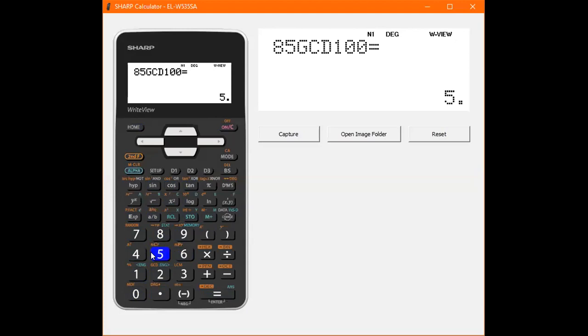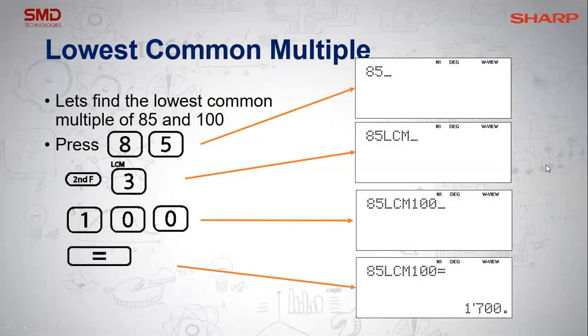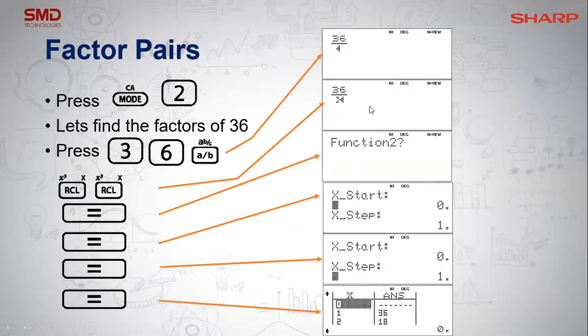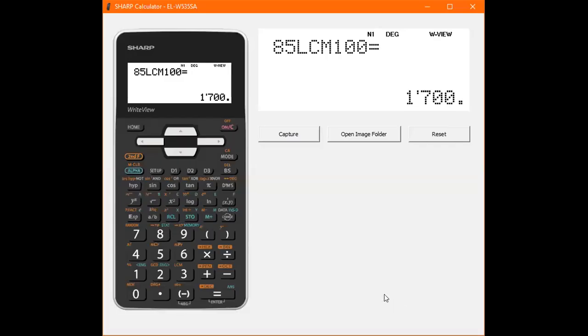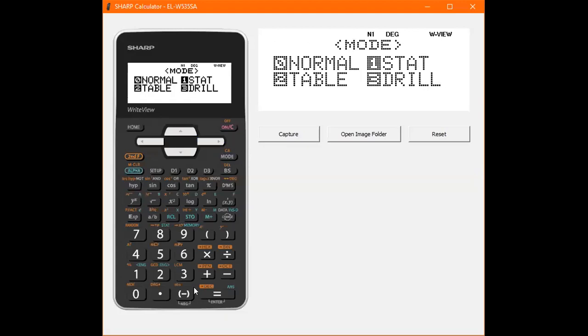And you can also find the lowest common multiple this way, so 85, and we say second function 3, and 100, and equals, and then we get our LCM. So this is very handy when we are doing algebraic fractions or fractions in general with the students as well. And then, of course, we can also use our wonderful table mode to find factor pairs. This is my favorite thing.